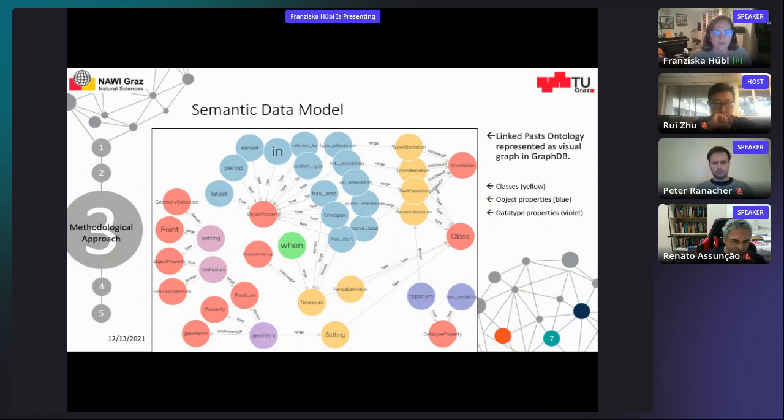So the already shown conceptual model of linked places is a simplified model of the linked paths ontology. There are several classes that describe a place, like name, type, and link. Especially the time span is defined very well and named with "when". You can see it here in green. For example, it gives the option to define a start and end with different time formats and also a period or a time span. This image is a visual graph representation. So it's the imported semantic data model, the basis for all of the work.